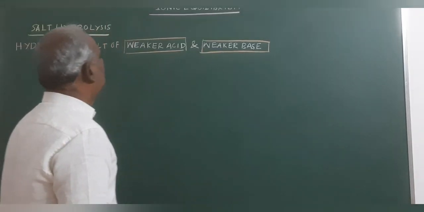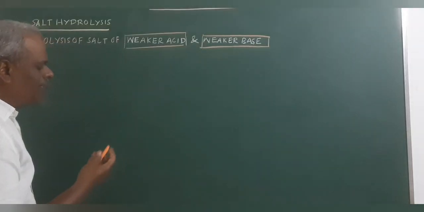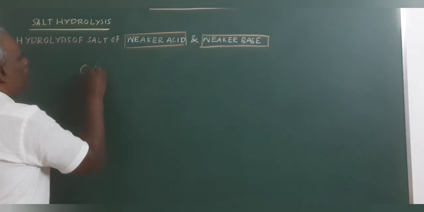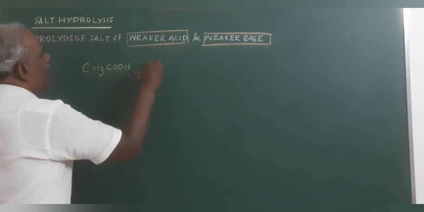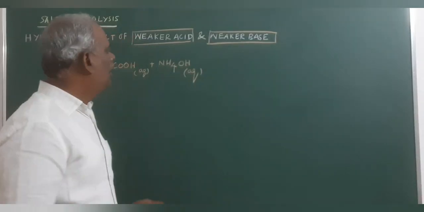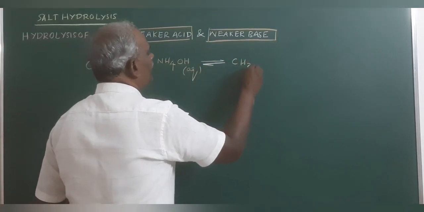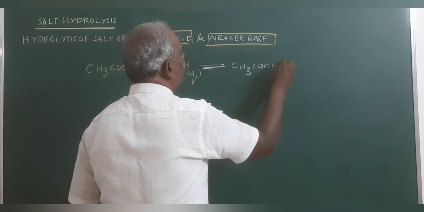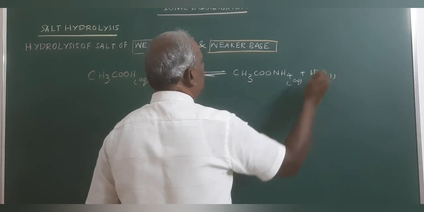This is the fourth part: weaker acid, weaker base. What would be the best example for this? Consider CH3COOH, acetic acid, reacting with ammonium hydroxide. Both are weak, acetic acid and ammonium hydroxide. When they react with each other, we get a salt, CH3COONH4, and in addition water, H2O, in liquid form.